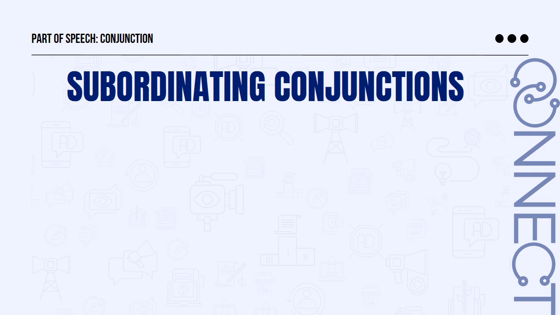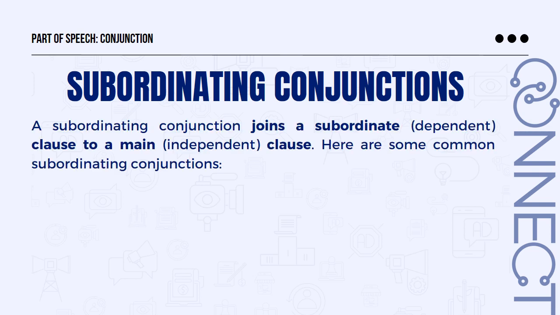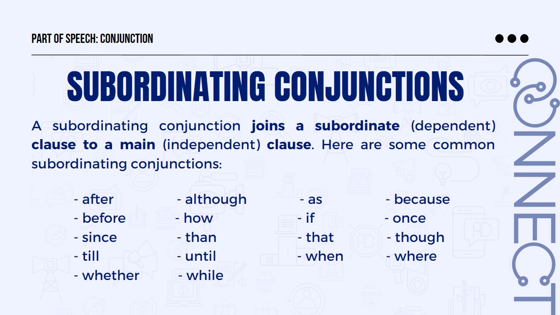Then we proceed to subordinating conjunction. So what is a subordinating conjunction? A subordinating conjunction joins a subordinate or dependent clause to a main or independent clause. So here are some common subordinating conjunctions. Medyo marami-rami sila. We have after, before, since, till, whether, although, how, then, until, while, as, if, that, when, because, once, though, and were.